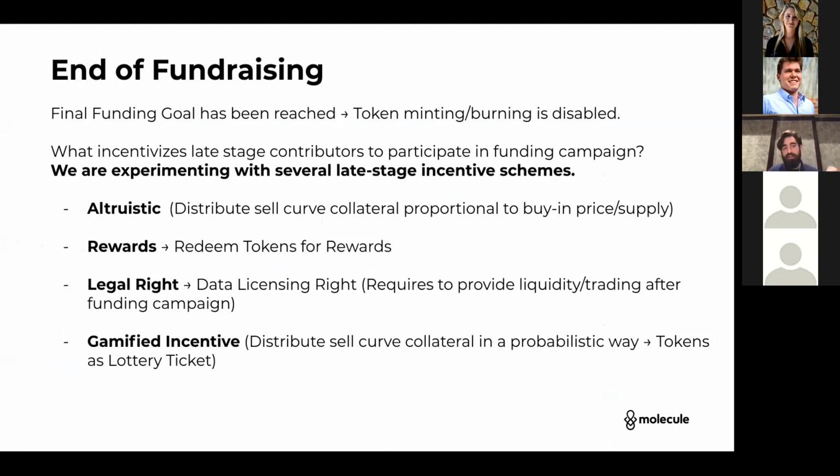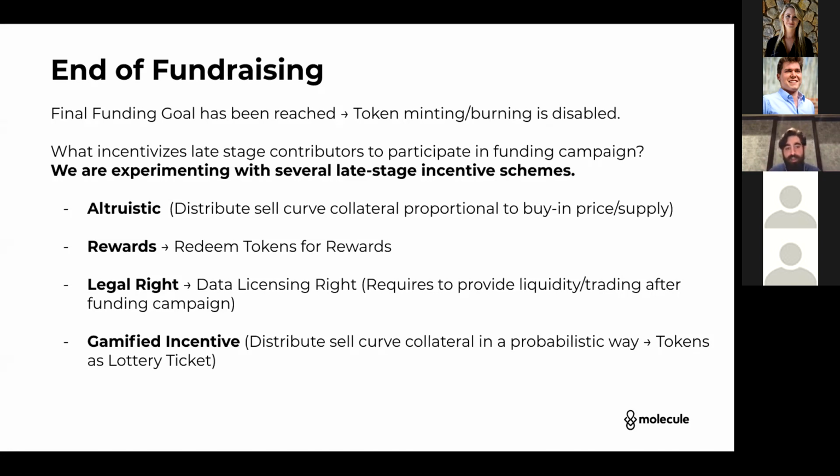You can have an altruistic approach where the sell curve collateral is distributed proportionally to funders in that market based on the buy-in price and supply. You could have reward schemes where people can ultimately exchange that token for some sort of reward. This might look more similar to what Kickstarter does, for example, with certain types of, like, buy a movie t-shirt sort of thing. Obviously you could create really interesting things with that.